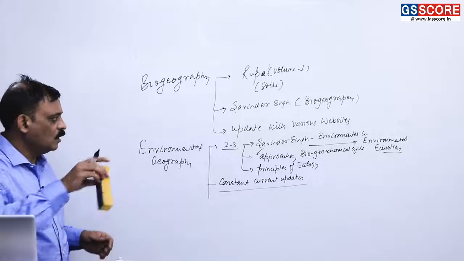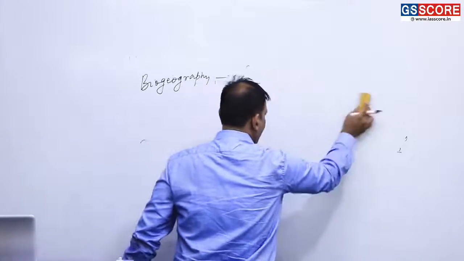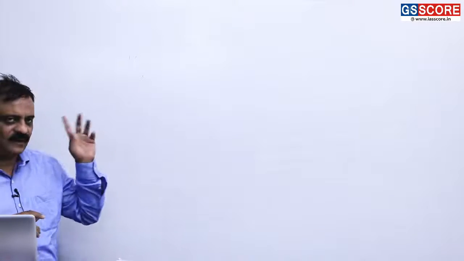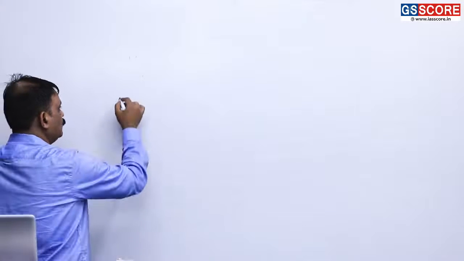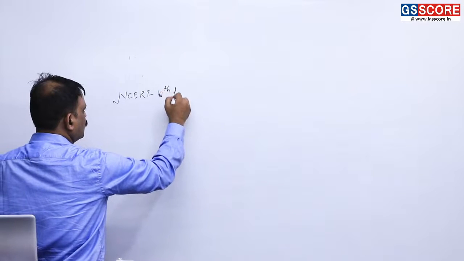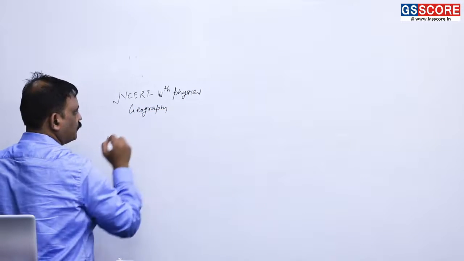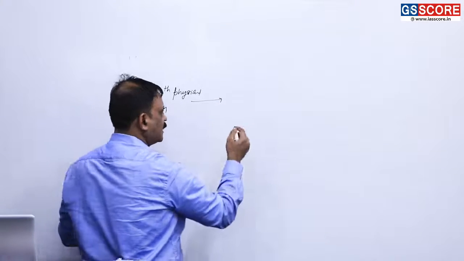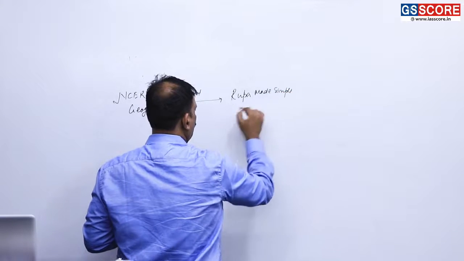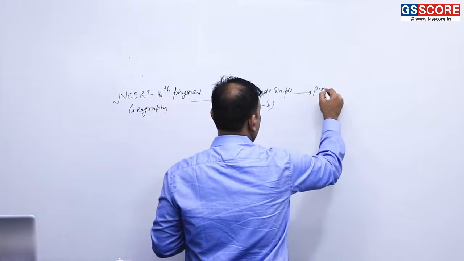In the end, I would like to again help you design your learning hierarchy. Your reading hierarchy will start with the NCERT, 11th class physical geography. After going through this, you refer to Rupa Made Simple, volume 1, and then have a look at the previous year questions.